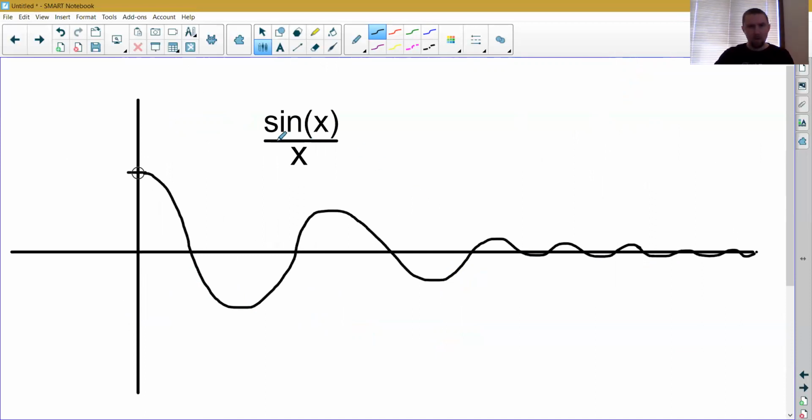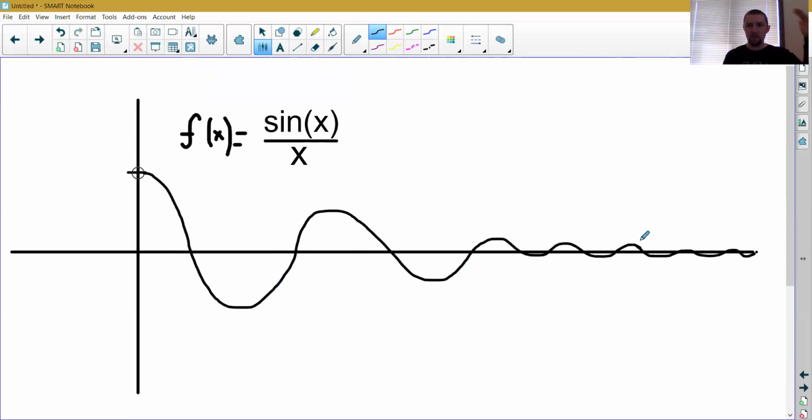So number 84 asks us about this function, which is a relatively simple looking function, but it's quite complicated in both its graph, its applications, and its limits especially. So this function, sine of x over x, is graphed here. Okay, I've just graphed the positive side.